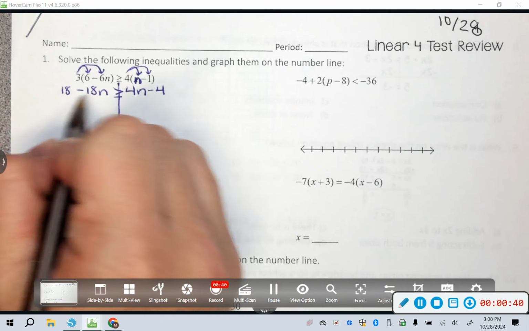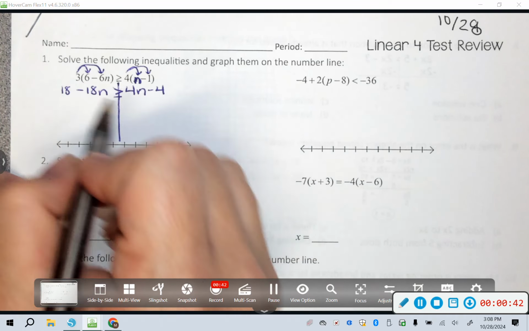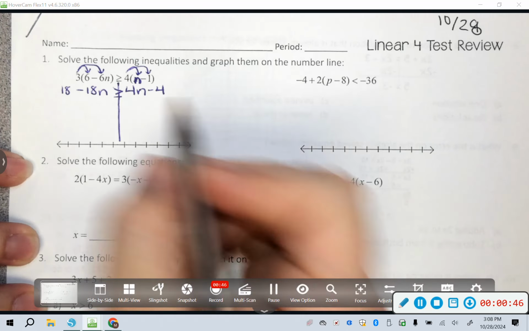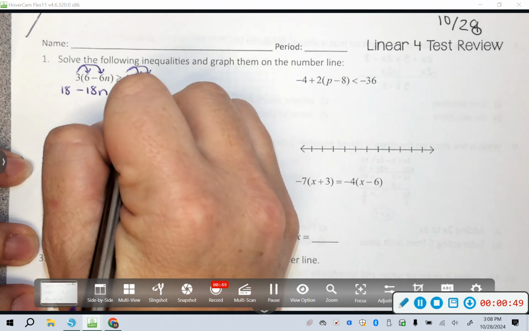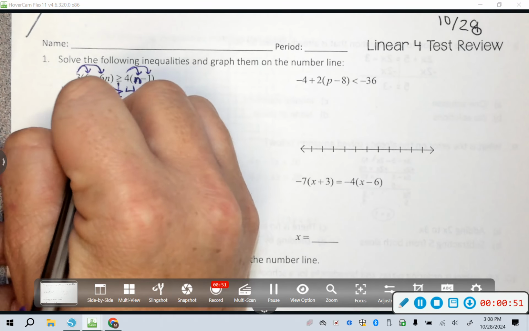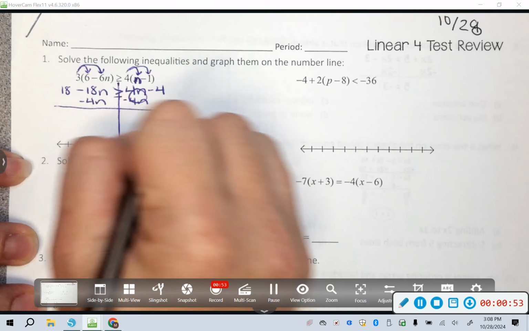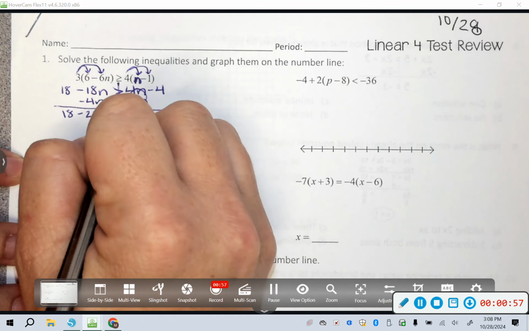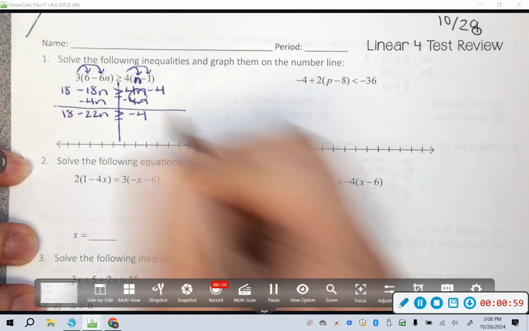Well, I don't have anything to combine on this side or this side, so I need to move. I need to move my variables to the left and my numbers without variables to the right. So I'm going to move this 4n, minus 4n. And I have 18 minus 22n. Bring down my symbol, is negative 4.